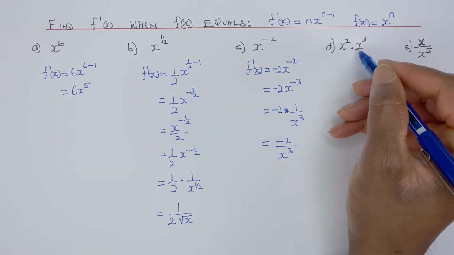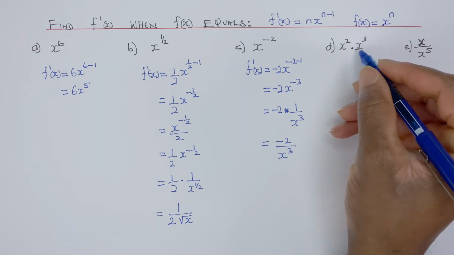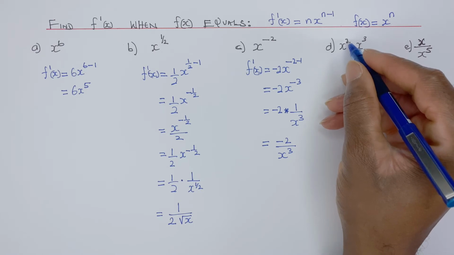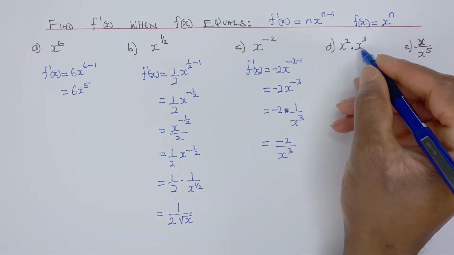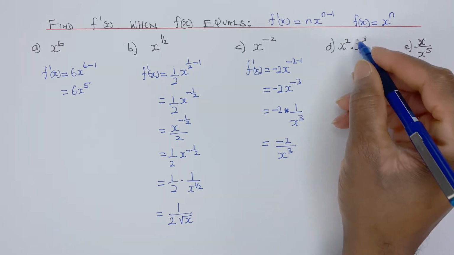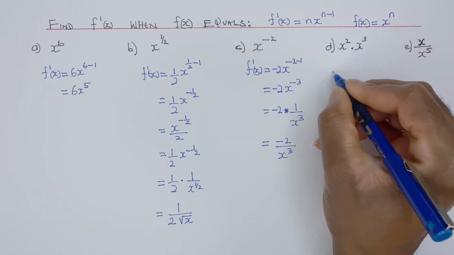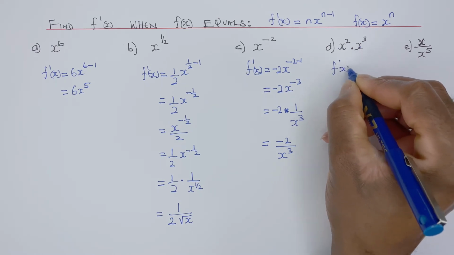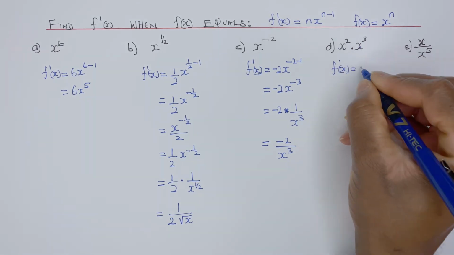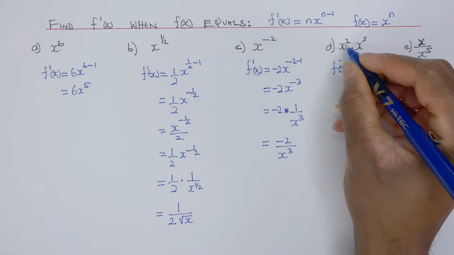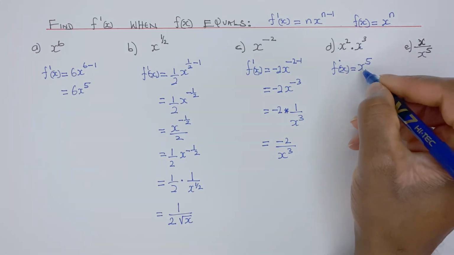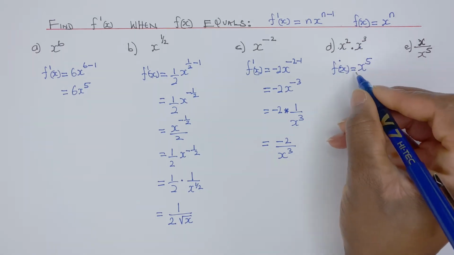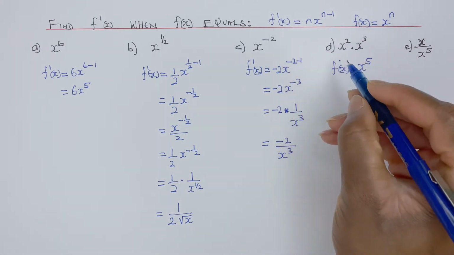This is a product function, but if you can simplify it, you don't need to use product rule. x to the power 2 times x to the power 3, they have the same base, x. We add the power when we're multiplying. So in this case, it will be f of x here equals x to the power 5. We just add the power because they have the same base. Add the power if you're multiplying. And now we can differentiate.